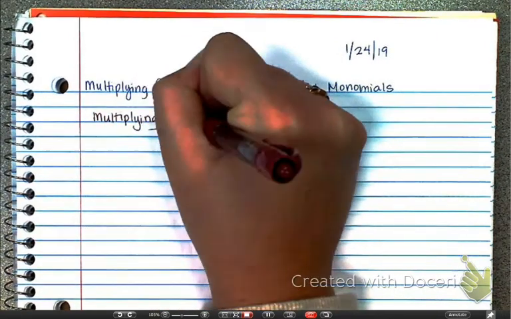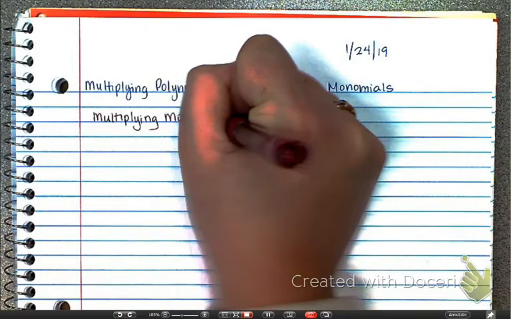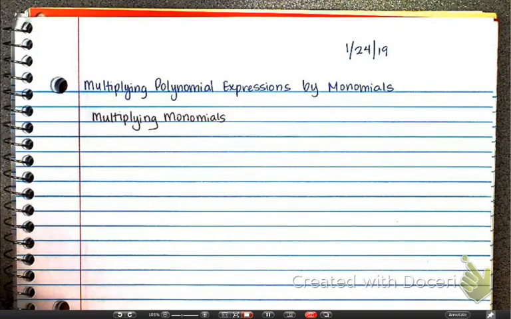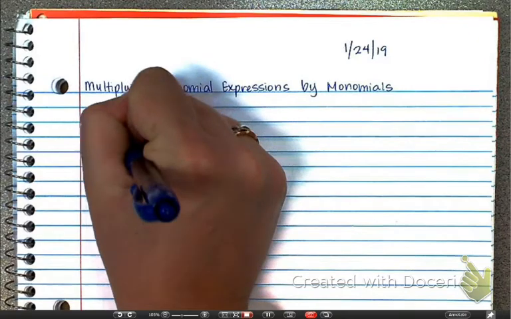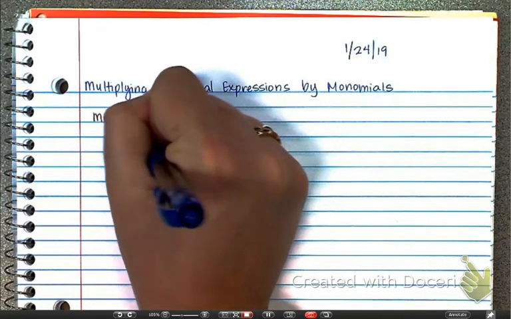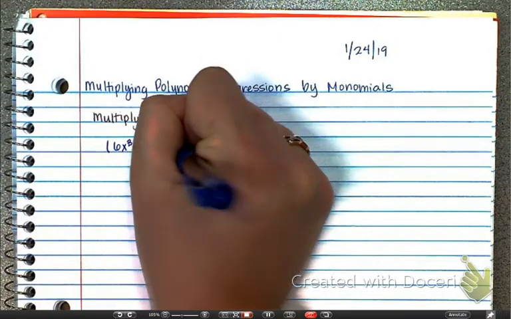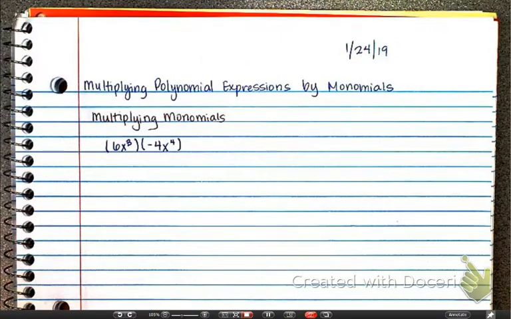Let's just multiply monomials. So a monomial times a monomial. Okay, that's where we're going to start. Multiplying monomials. So 6x to the third times negative 4x to the fourth. So we're multiplying one term times one term. Okay. This should seemingly look familiar to you.